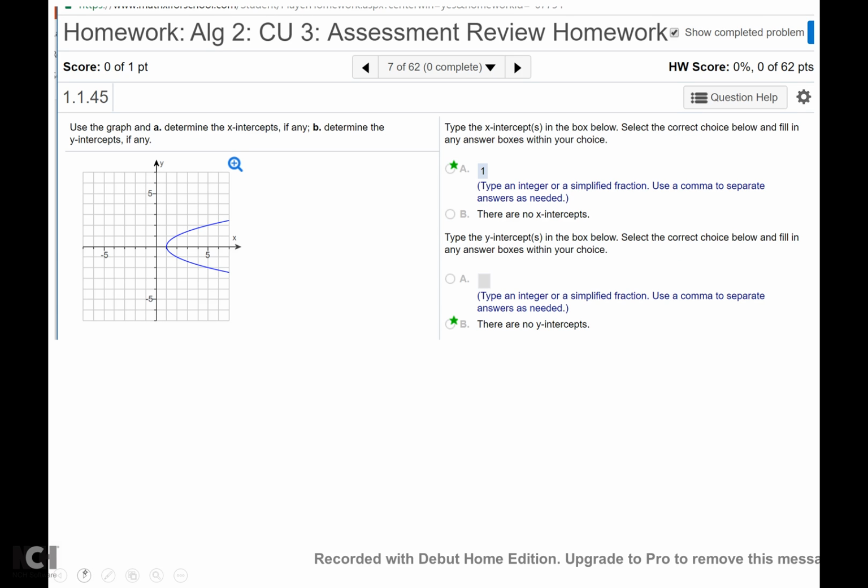Okay, use the graph, and A, determine the x-intercepts, if any, and B, determine the y-intercepts, if any. Well, there's my x-intercept. Its coordinates would be (1, 0). So my x-intercept is 1. And you can see it doesn't cross the y-axis at all, so there are no y-intercepts.